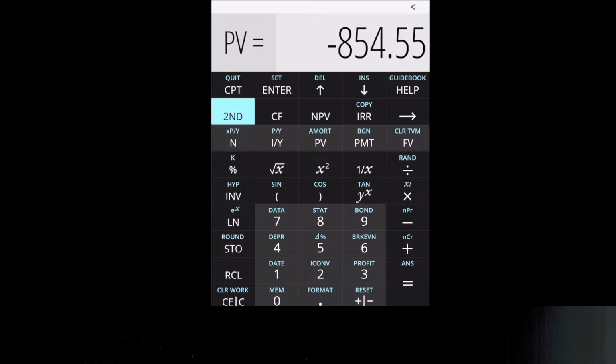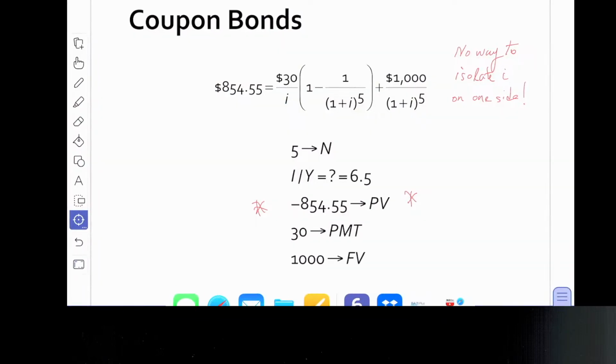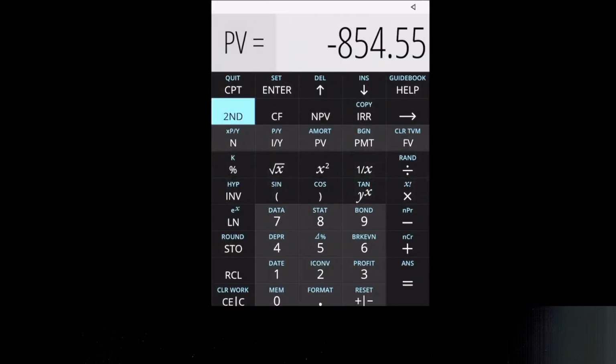And then, let me go back again. So the payment is $30. I knew that, but I just wanted to show people who are trying to follow along. $30 payment, $1,000 face value, and that's always going to be the case in this class. But in reality, sometimes it's $5,000. And now I compute the rate, and look at that, 6.5%. Remembering that it appears as a percentage.